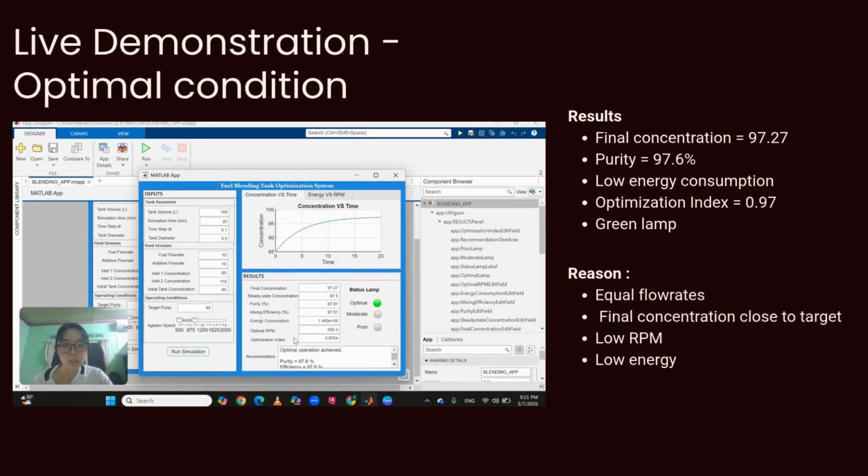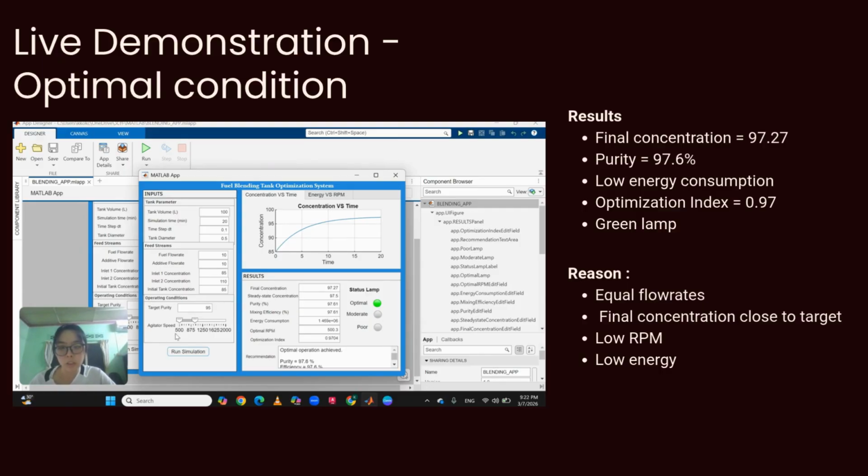In the first case, both inlet flow rates are the same, and since the additive concentration is higher than the fuel concentration, the mixture gradually increases from 85 until it approaches the steady state concentration of 97.5. We can see in the graph here that the concentration rises smoothly without overshooting and stabilizes close to the desired target.